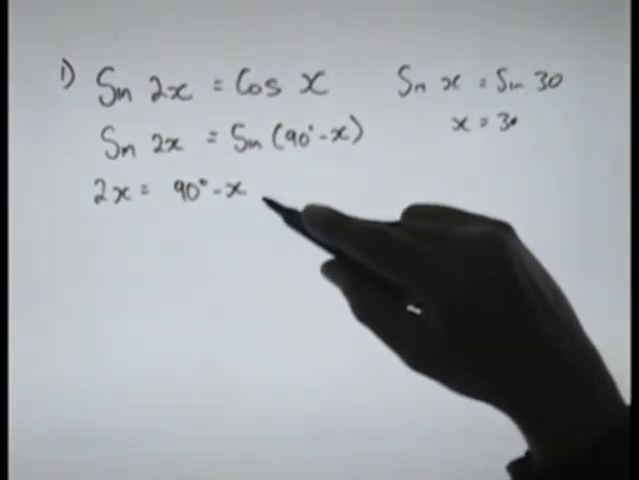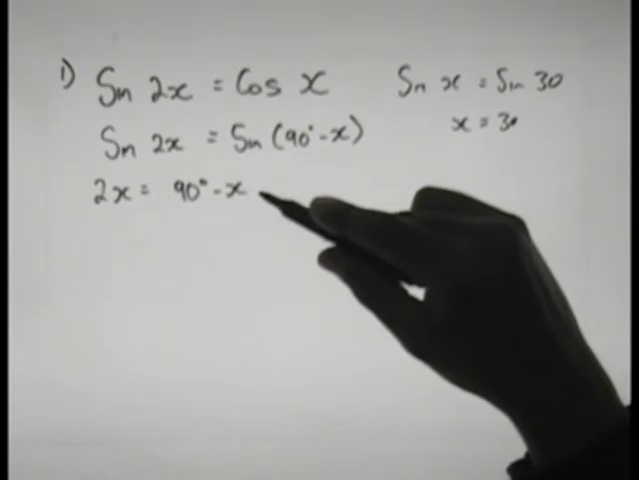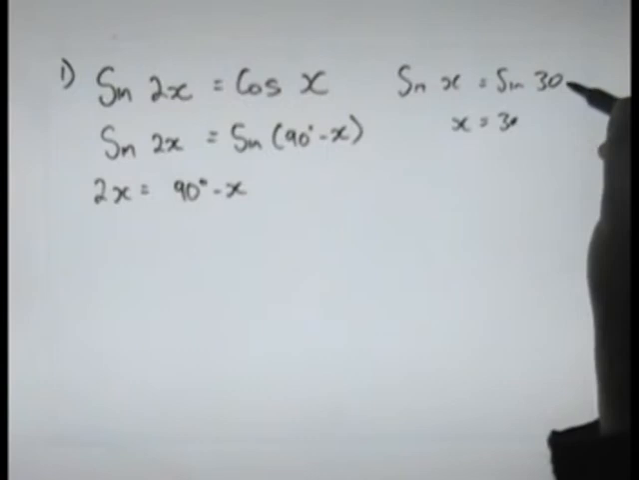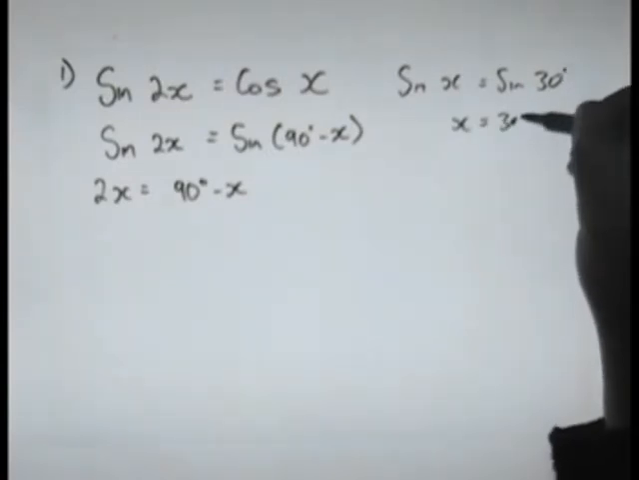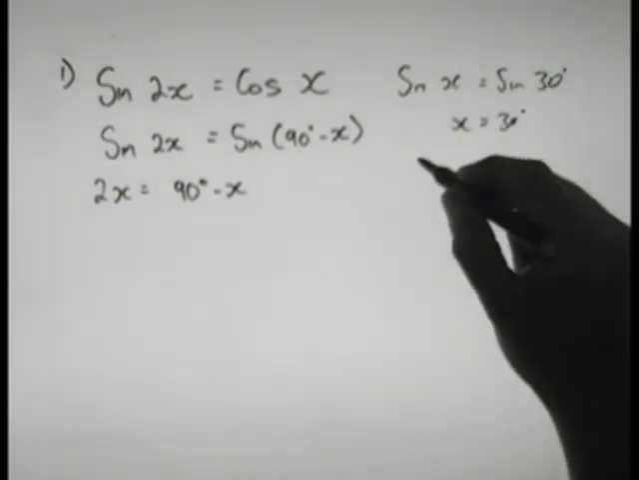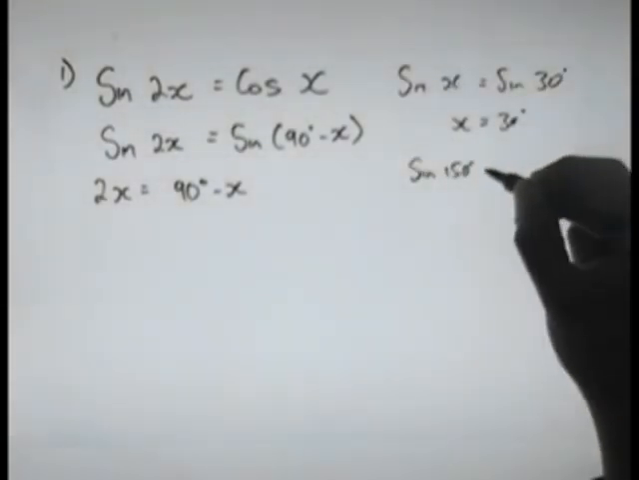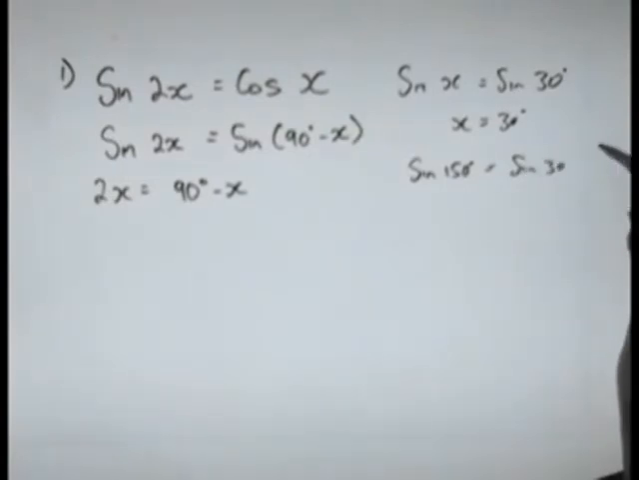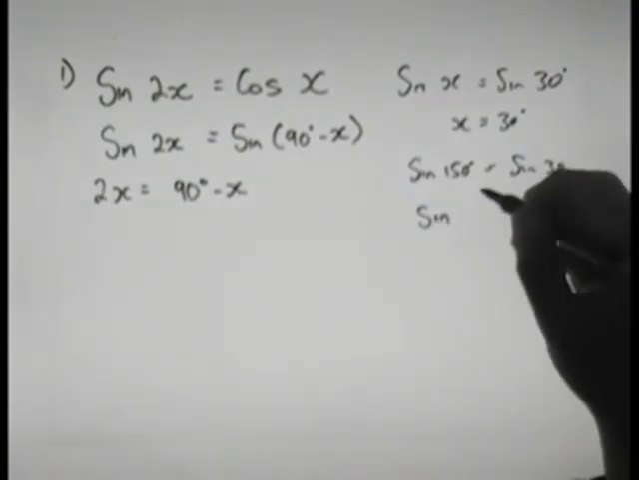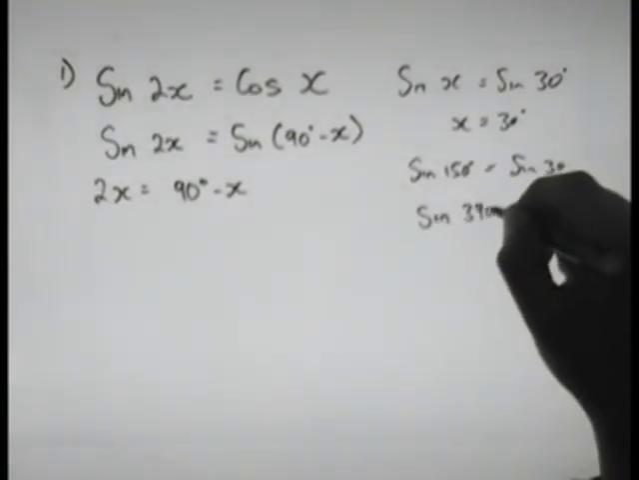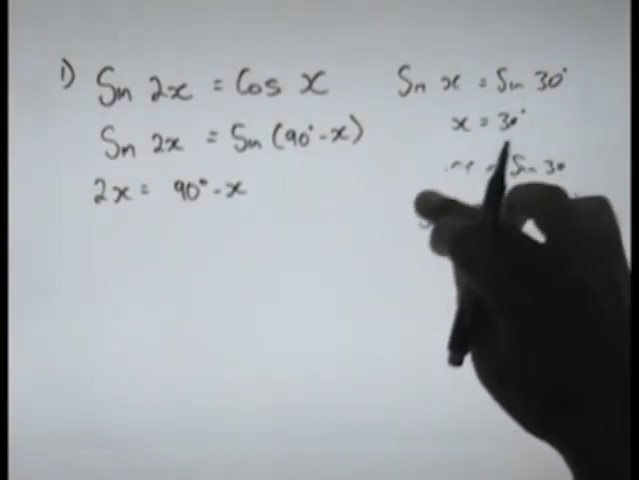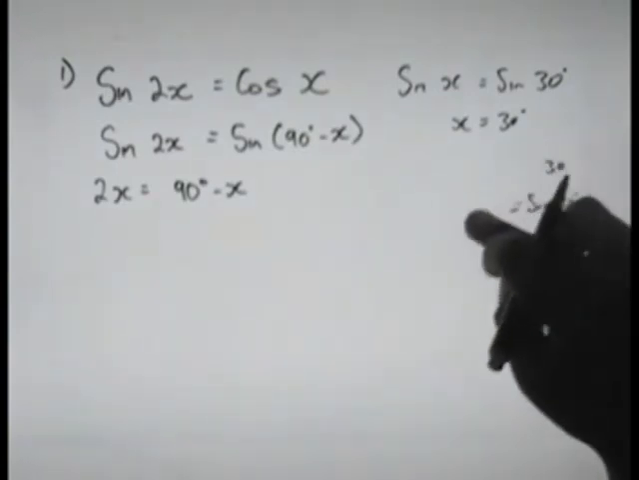Problem with that though is we've still got to include the general solution. Why? Think about this. I said that if sine x is equal to sine of 30 degrees, x is equal to 30 degrees. Correct? Almost there, but what if I had sine of 150? Isn't that the same as sine of 30? What if I had sine of 390 degrees? That's also the same as sine of 30. So I've got to include the general solution.